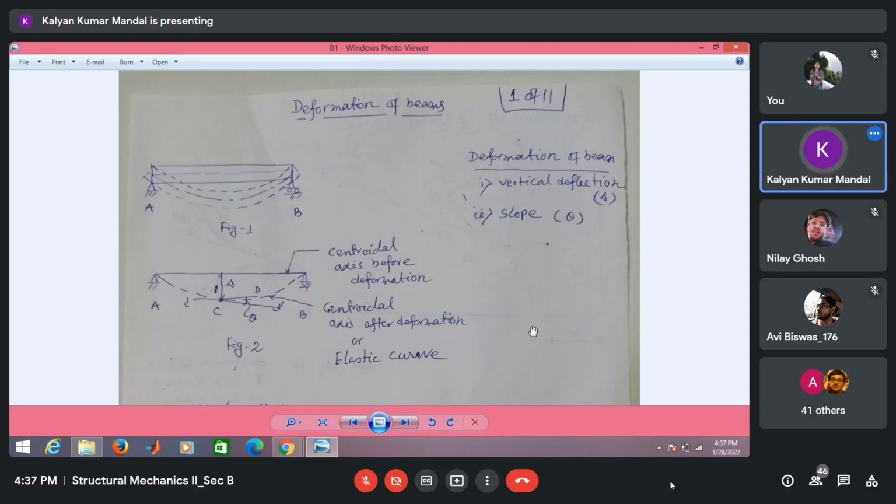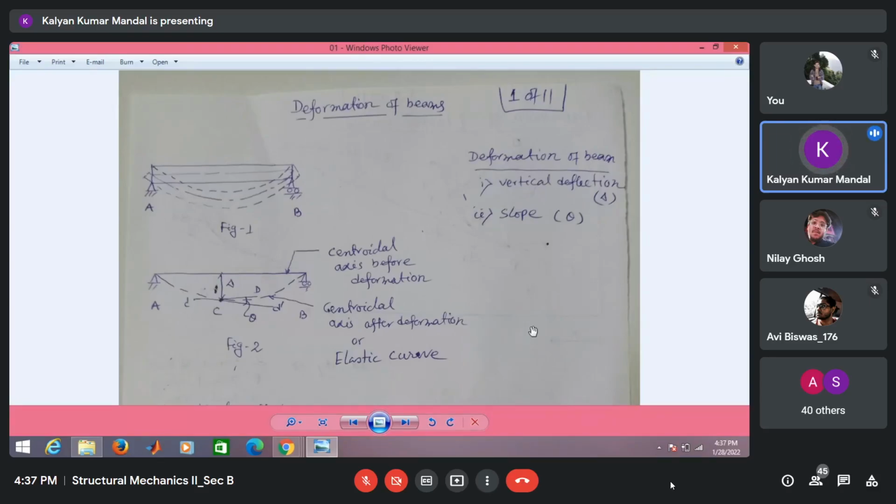Okay, let's start. Basically, in my portion and in structural mechanics too, we'll discuss how to find the deformation or deflection of the beam.